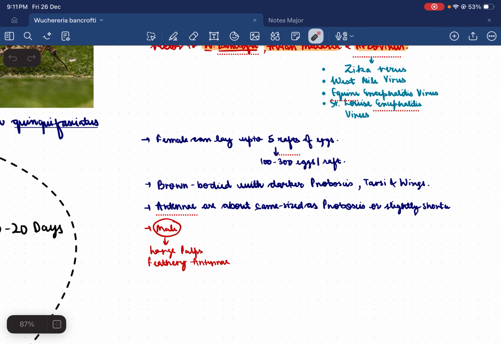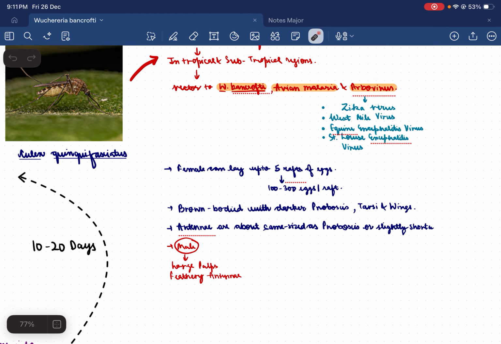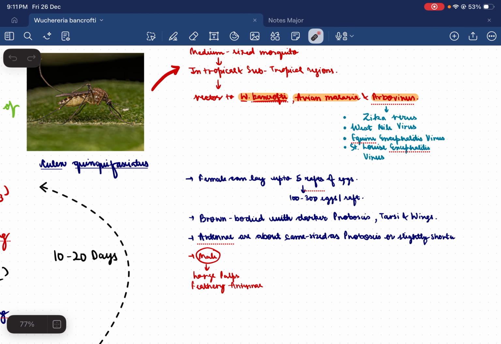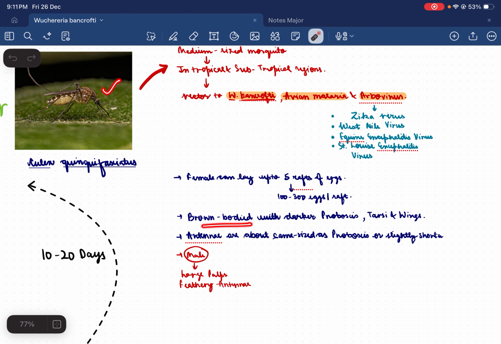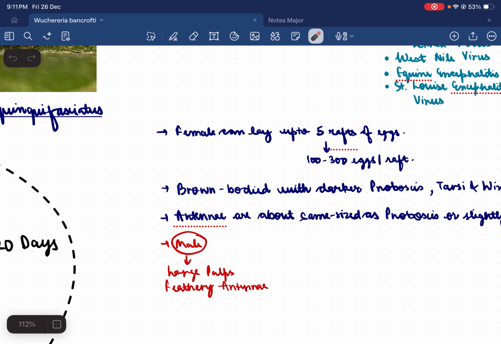Anyways, how can you differentiate or diagnose that this mosquito is Culex quinquefasciatus? It is brown bodied, you can see, with darker proboscis, tarsi, and wings, and the antennae are about the same size as the proboscis or slightly shorter, whereas in females these are feathery antennae and larger palps. So you can differentiate a male from a female, showing sexual dimorphism.